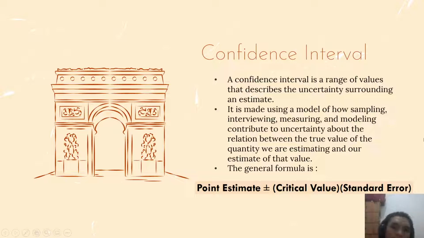And then we jump into the confidence interval. A confidence interval is a range of values that describes the uncertainty surrounding an estimate. It is made using a model of how sampling, interviewing, measuring, and modeling contribute to uncertainty about the relation between the true value of the quantity we are estimating and our estimate of the value. I also provide the general formula, which is the point estimate plus or minus the critical value times the standard error.